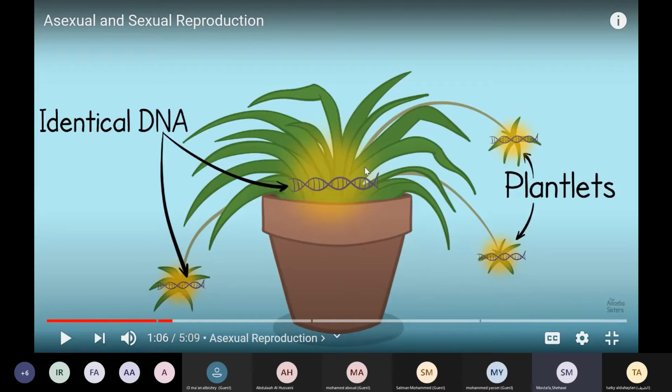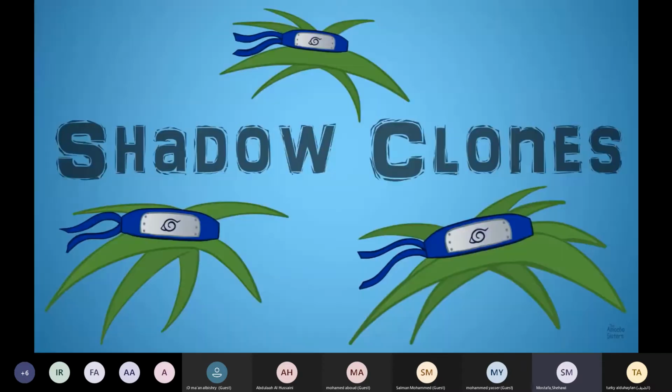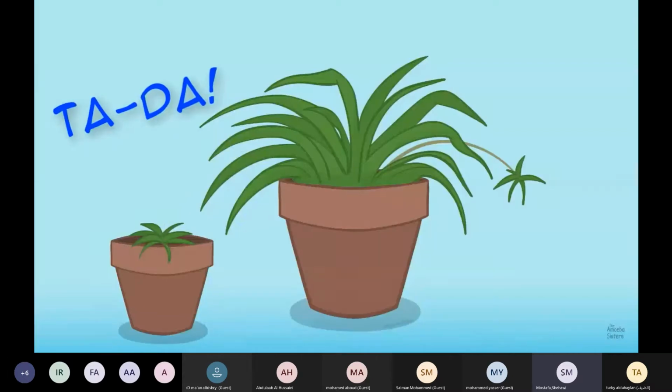We will see later that it has another way of reproduction. The plantlets contain the same DNA as the parent plant, a clone basically. You can plant the plantlets and ta-da, new spider plant.